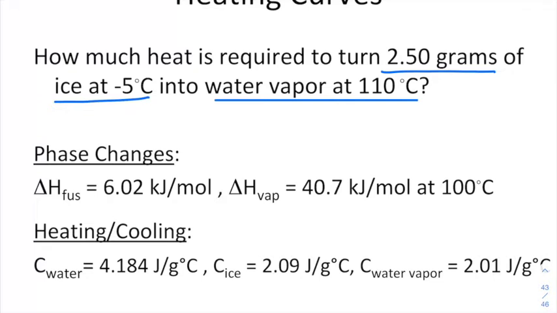So the reason that this one is different than what we've seen before is because here we have to do some phase changes. We're starting out with a solid ice, and we're going to end up with water vapor, which is in the gas form. So the heating curves are when you're changing both the temperature and the state. And the state is whether you're a solid, a liquid, or a gas.